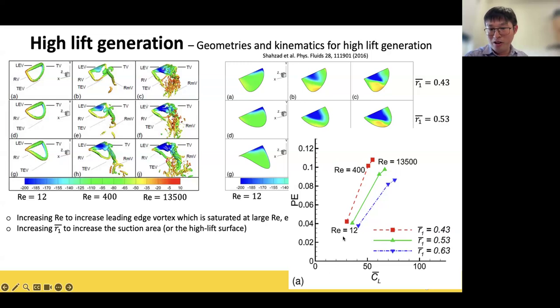So when we increase the Reynolds number, CL increases, and power economy increases as well. And when we increase R1 here, the power economy decreases a little bit, but lift increases a lot. So that's just the case.